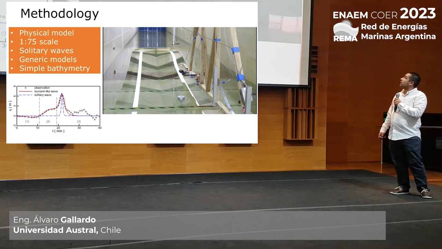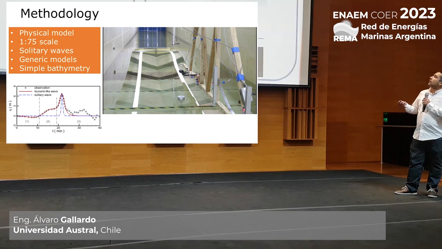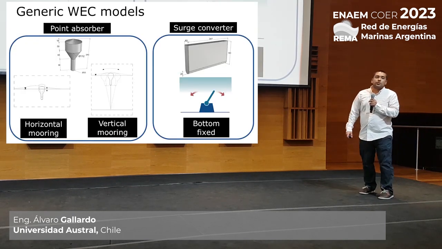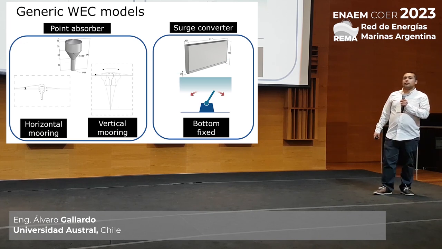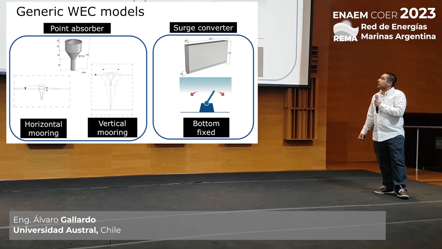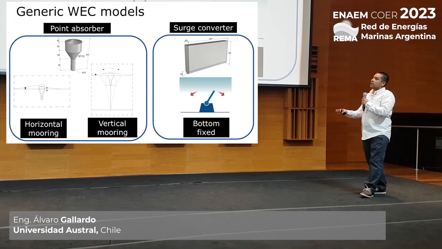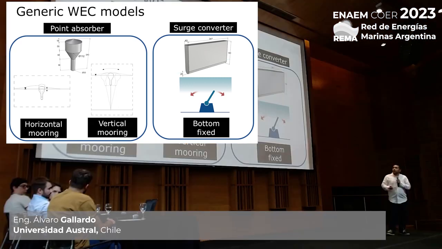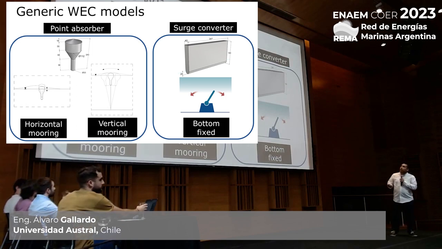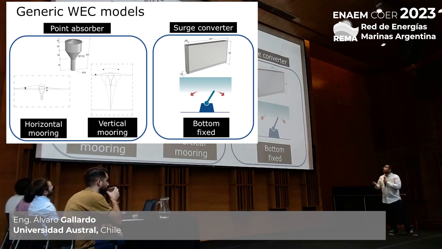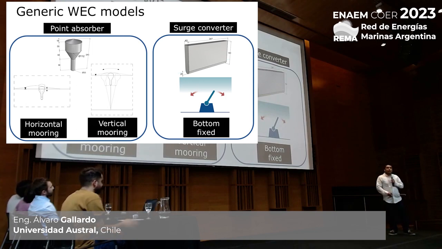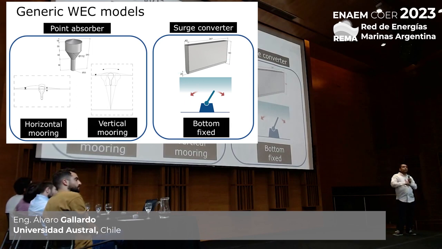So the selected wave energy converter models were a point absorber and a surge converter, due to the low depths that this model considered. In the case of the point absorber, two different models were considered, which have the same geometry but differ in their mooring configuration. One of them uses a horizontal mooring configuration, and another one a vertical mooring configuration. And in the case of the surge converter, it was installed in a single position without the freedom to rotate.